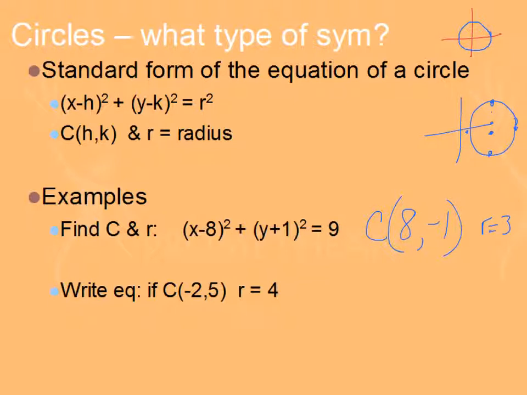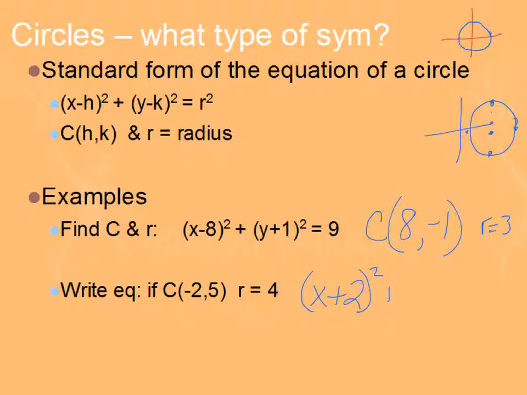Okay, let's try one where we go the other way. What if I give you the center and I give you the radius? Could you write that equation? Okay, ideally you say, sure I can. All right, so we're going to put it in parentheses, x, and it's minus h. That's my x value, but remember you always do the opposite. So since this is a negative 2, I'm going to end up putting in a plus 2.